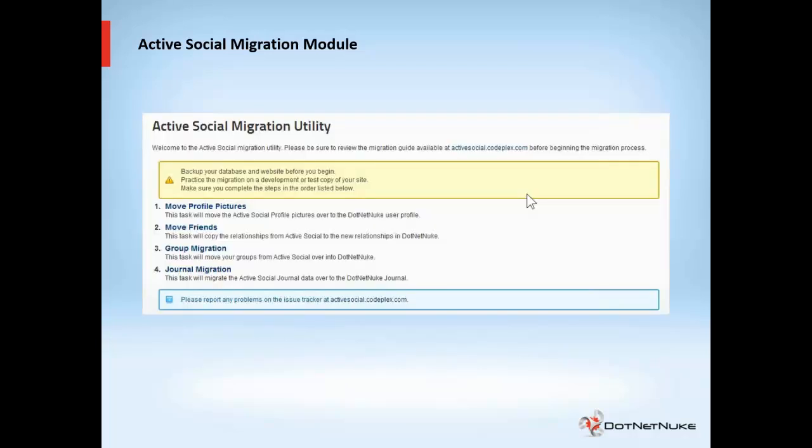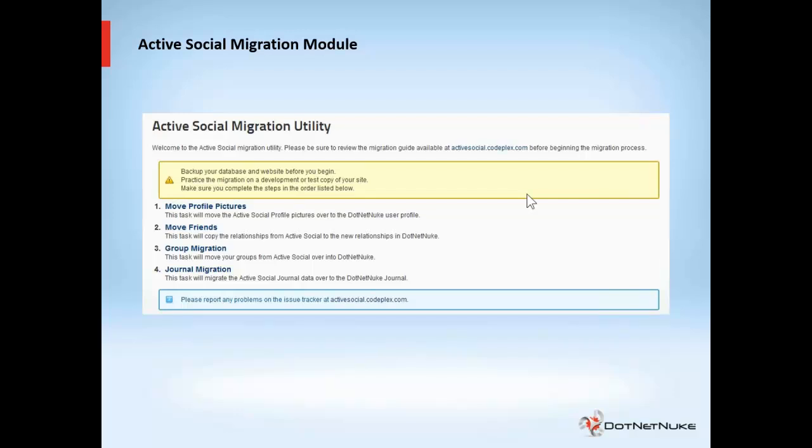So here is what you'll see when you use the Active Social migration utility. Of course, there are several warnings there, and that's just to make sure that we do things safely. What you'll want to do is execute each of these tasks in order, and we've tried to segment the way that this is run. So, for instance, for moving profile pictures, you'll click Move Profile Pictures. It'll take you to a page where you click a button, and it'll move the profile pictures for you.